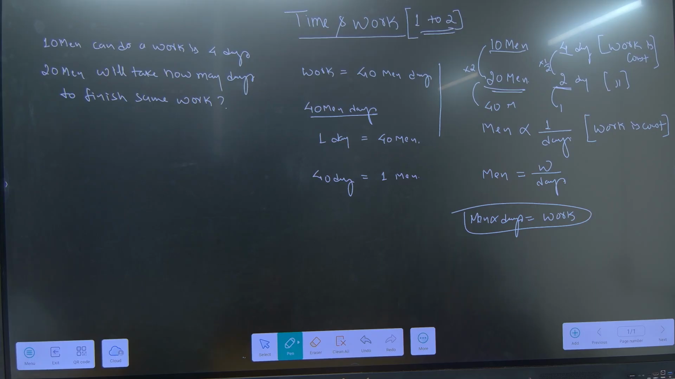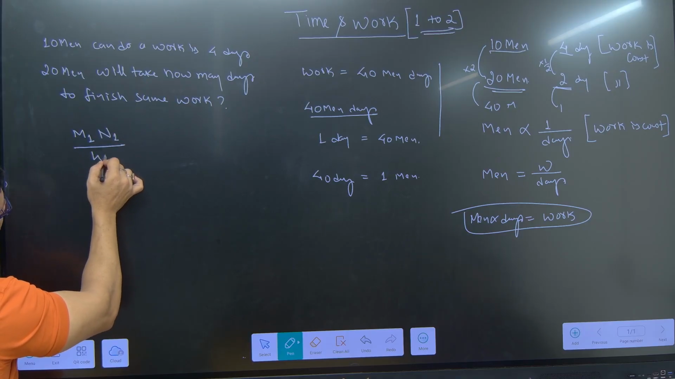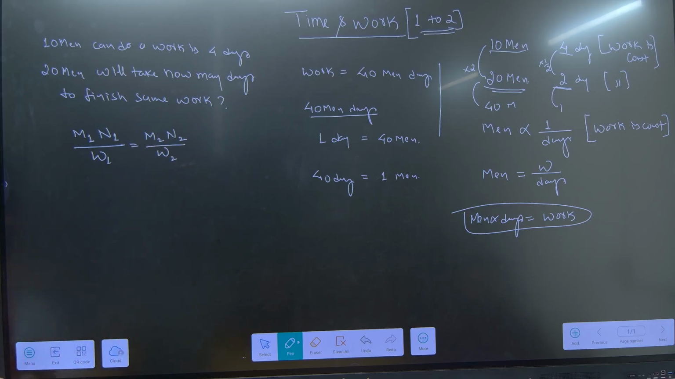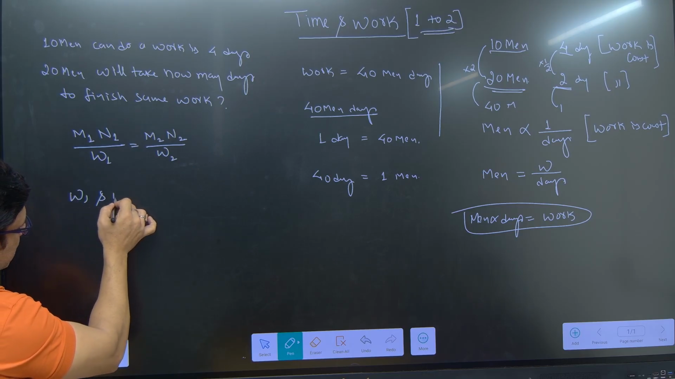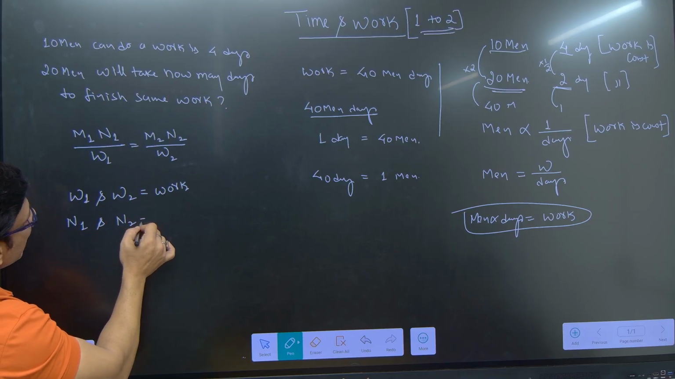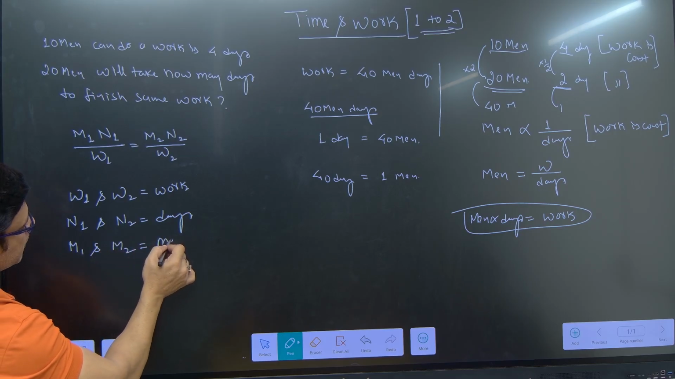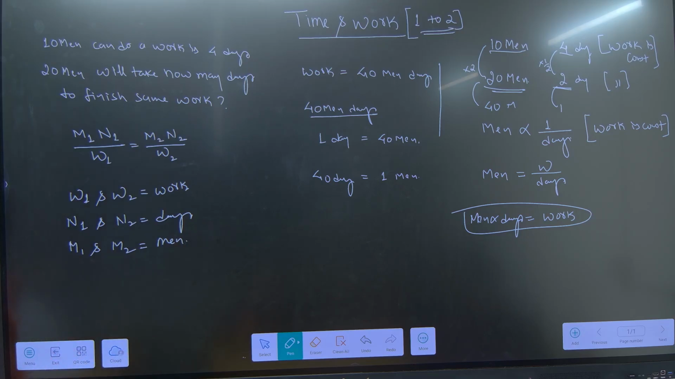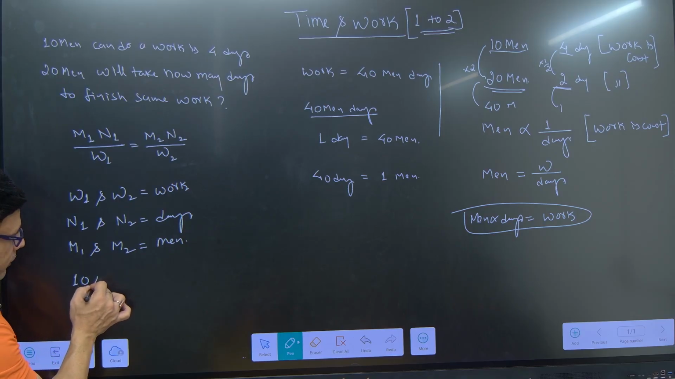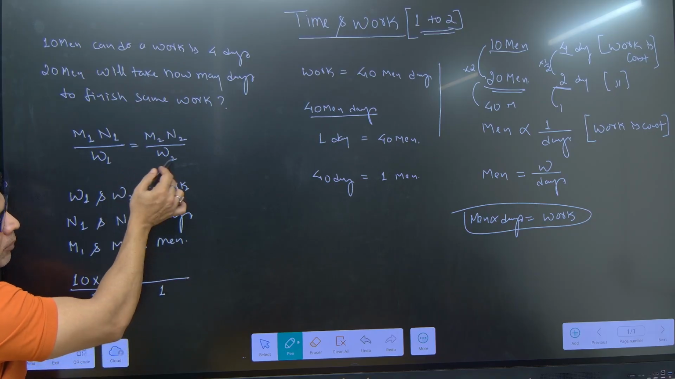See, if we have this kind of question, you can use a formula which is M1 N1 W1 is equal to M2 N2 W2. Here W1 and W2 are work. N1 and N2 are days or time in this case, and M1 and M2 are number of men, women, children. If I apply this formula, in first case, how many men are there? 10. And they can do this work in how many days? 4 days. So can we say work in first case and second case are same? W1 and W2 is same.